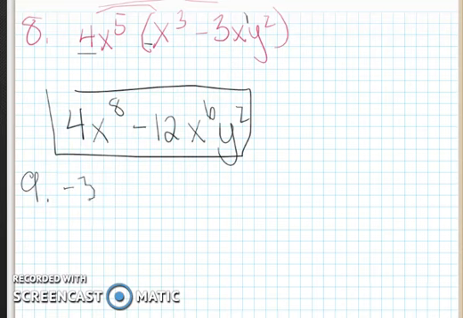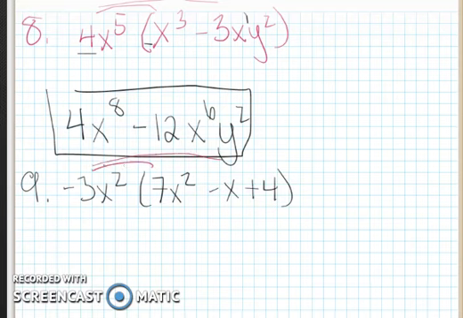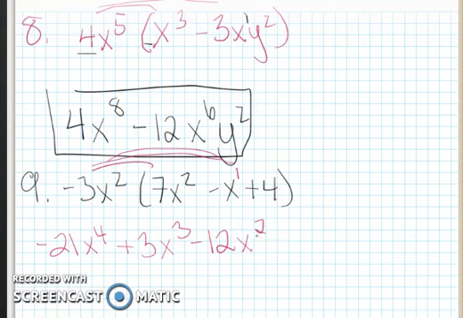Here we go. Number 9. Same thing here. We get negative 3x squared times 7x squared minus x plus 4. I have to go ahead and distribute yet again. Distribute into 3 things. This is a monomial into a trinomial. Negative 3 times 7 is a negative 21. X squared and x squared is going to add to become x to the 4th. Negative 3 times a negative 1 is going to become a positive 3. X squared and x to the 1 becomes x to the 3rd, adding those exponents. Negative 3 times 4 is a negative 12, x squared.